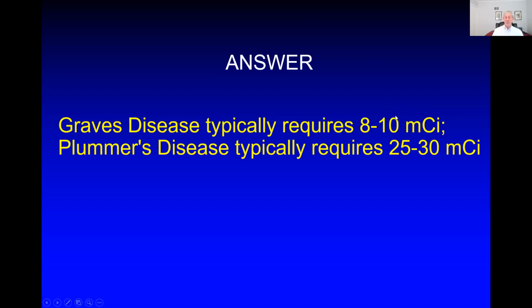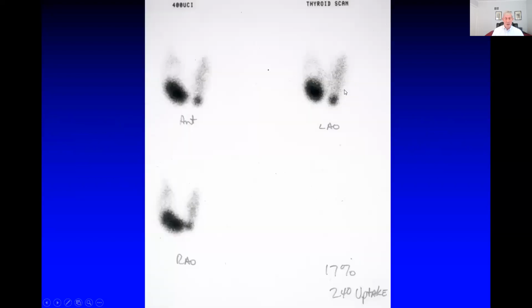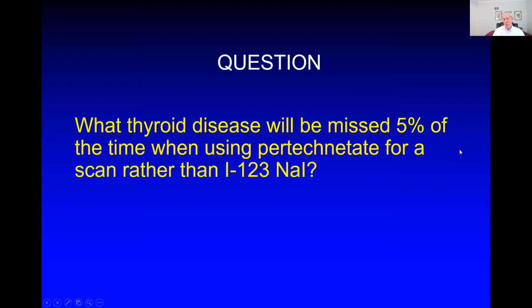Who is more likely to be hyperthyroid, women or men? Women. And what's the ratio of women to men? Might surprise you, but it's very high. It's about 80-20. So if you take a look at all the hyperthyroid patients in the world, 80% of them are female. Nobody knows why, but that's just what the numbers are. Let's go back here. What thyroid disease would we miss 5% of the time if we chose pertechnetate for scanning instead of sodium iodide?